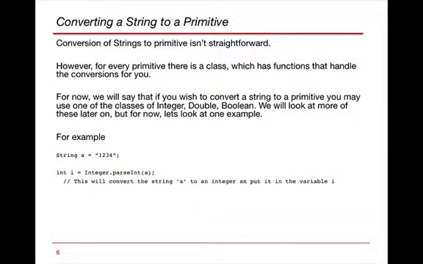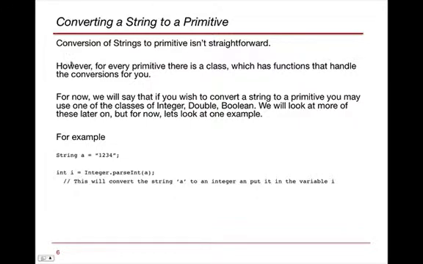Converting a string to a primitive isn't straightforward because strings are really a composite variable. The way it works is that for every primitive we have a class which has functions that handle conversions for you. So we may have a string that has the numbers 1, 2, 3, 4, and we want to convert this to, say, an integer. This happens quite a bit, especially when we're passing parameters. Some of the example programs take an argument from the command line and pass it into the function, and it needs to be converted because those arguments are strings.